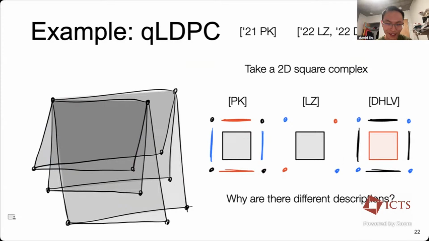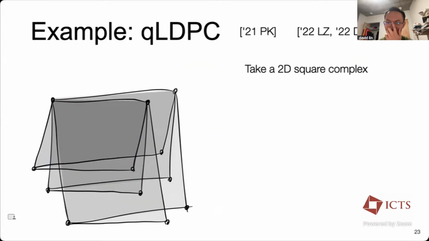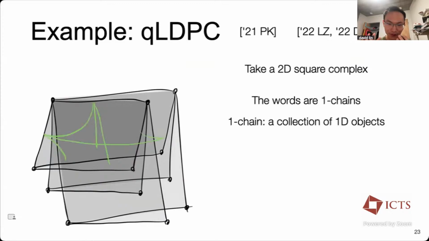And why are there so many different descriptions? Is there sort of a unifying story here? Well, it turns out the answer is yes, and that's what I'm trying to explain next. And this would rely on the geometric picture that we were describing. Okay, so let's begin. So again, you take the square complex. Next thing you do is use the geometric picture.